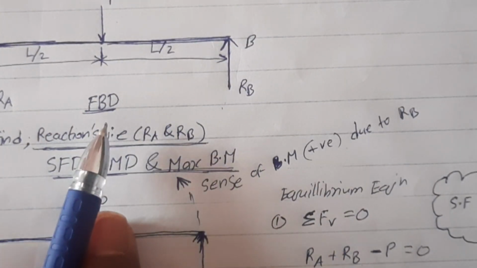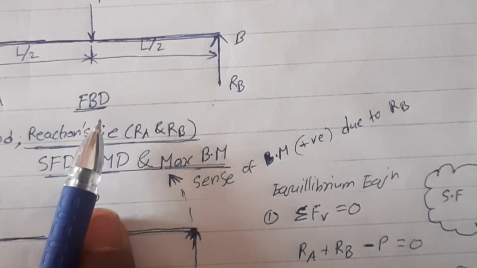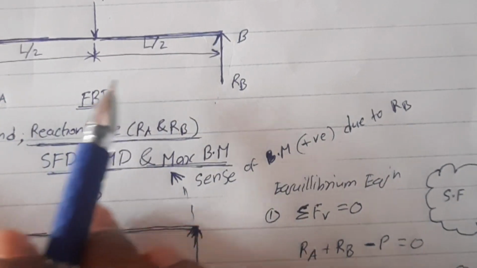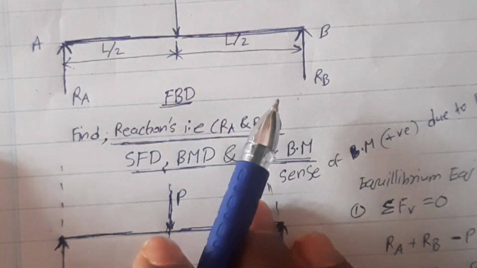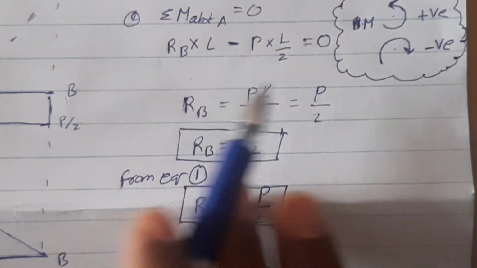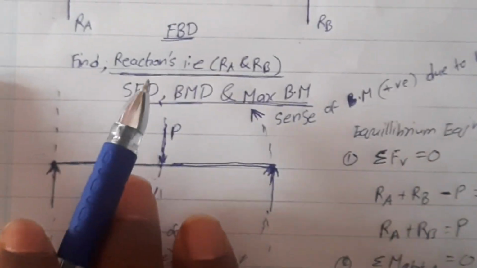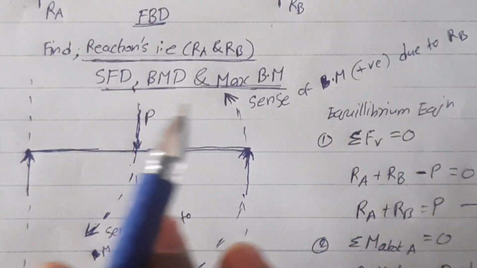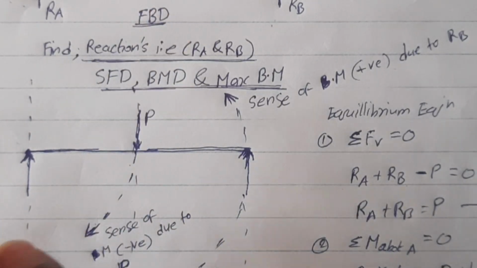We just have to see the beam, draw the free body diagram, and then see how many forces are acting on the beam and find the reactions in this way. For symmetric loading, we can just observe the span, that means the distance of the load from the supports.